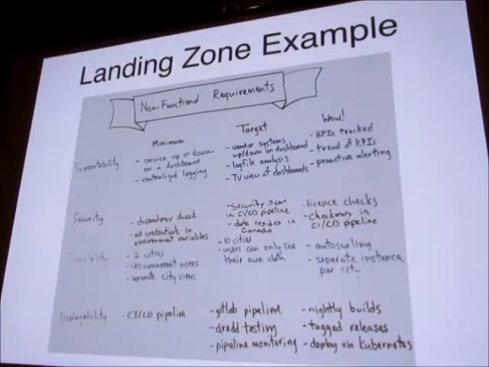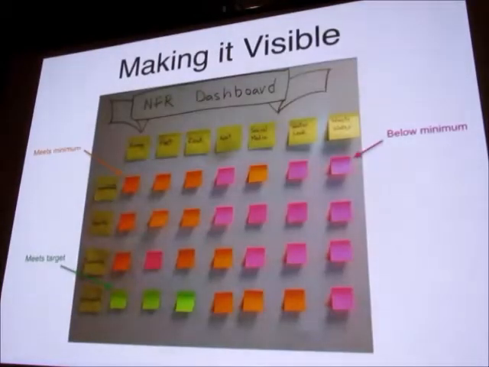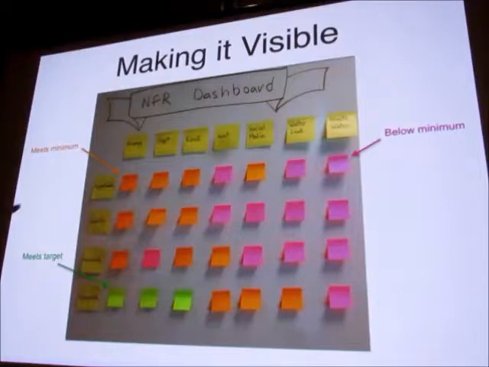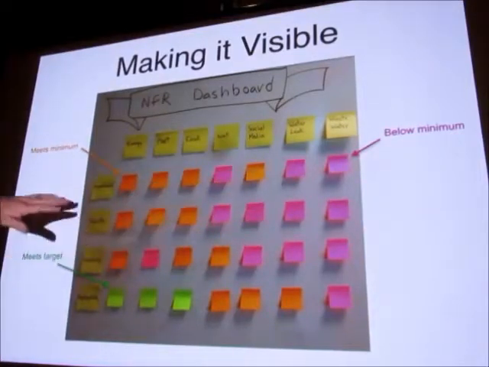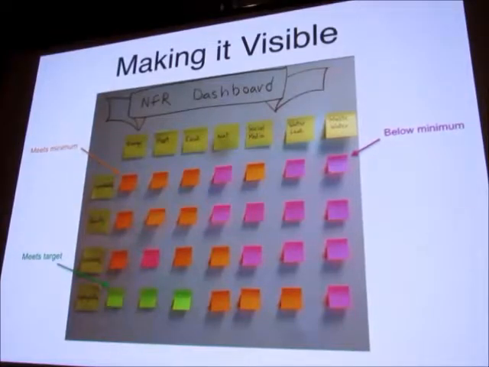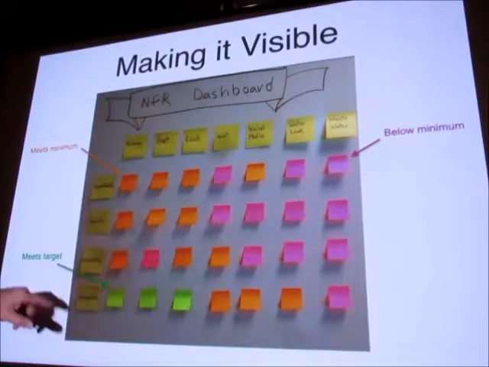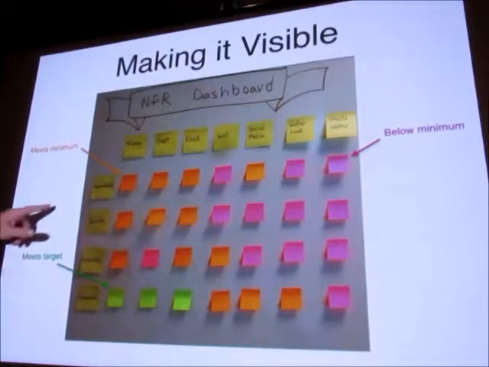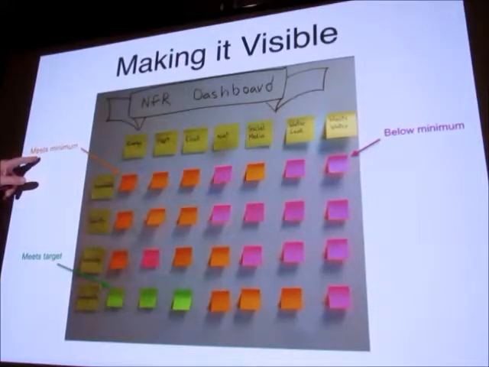So we created a really low-tech dashboard that listed all of the services across the top, and then with these four non-functional requirements that we identified, we just started to track where we were. A green sticky meant that it was on target, orange meant it was at least minimum, and red was below minimum. So it gave us a quick way to see, hey, where are we with our architecture, as we've defined it so far.